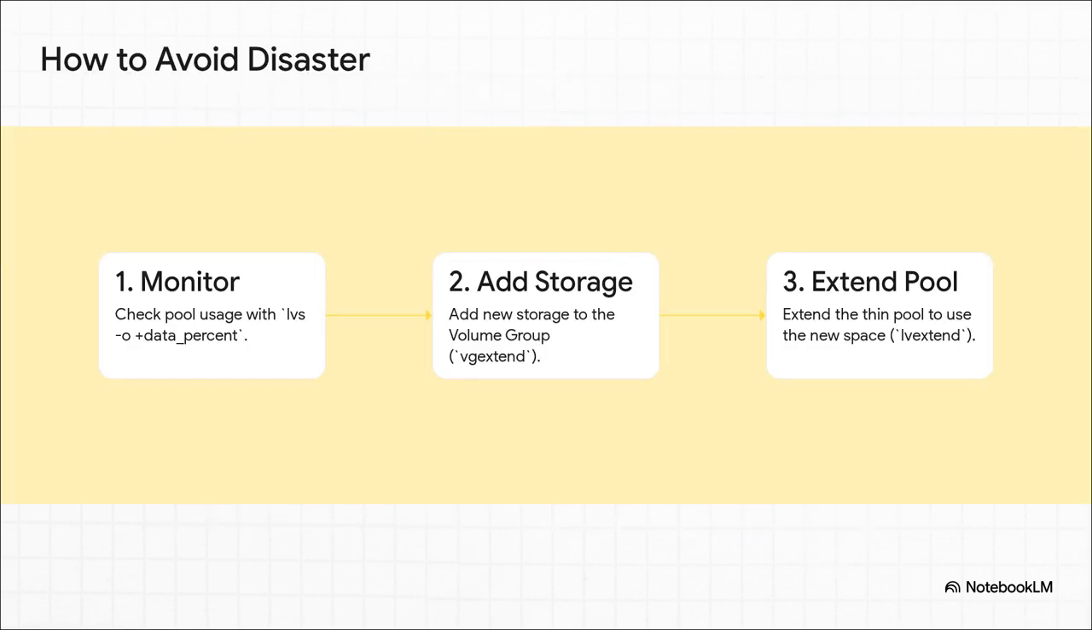So, how do we dodge this bullet? The key is being proactive, not reactive. It's really a simple three-step dance. 1. You have to monitor your pool's data usage like a hawk. 2. When it starts getting full, you add more physical storage to the volume group. And 3, you tell the thin pool it's allowed to grow into that new space. The trick is, you have to do this before it becomes an emergency.